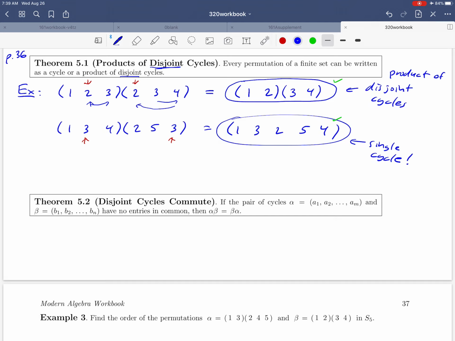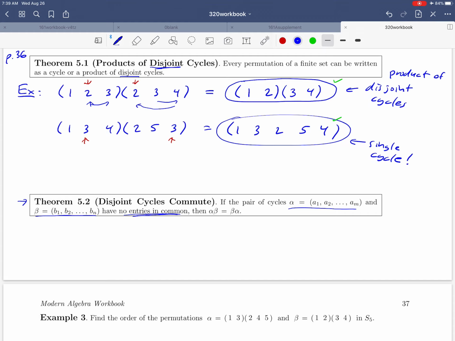Okay, let's move down to Theorem 5.2. What does this say? Disjoint cycles commute. Let's read this together. If the pair of cycles alpha equals (a1 through am) and beta equals (b1 through bn) have no entries in common, that means that they're disjoint again, then alpha beta is equal to beta alpha.